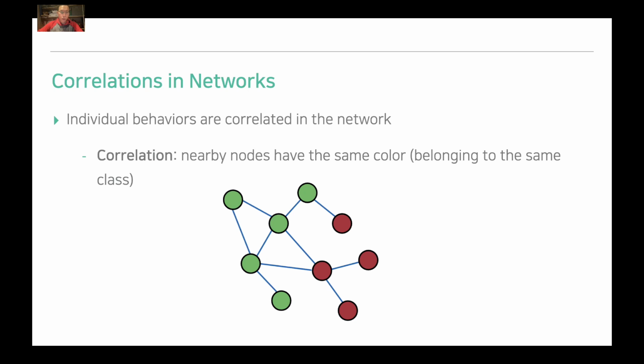But it is important to understand the traditional approach. This is what we just talked about in the previous slide. We assumed that there exists correlation in the network. So individual behaviors are correlated in the network. From the correlation, we usually expect that the nearby nodes have the same color.